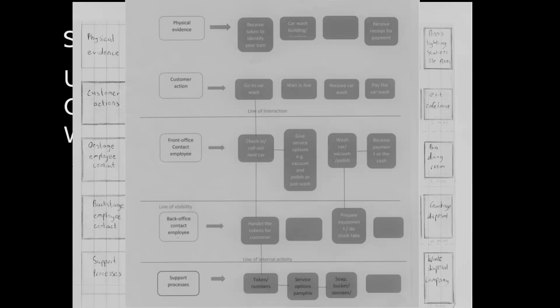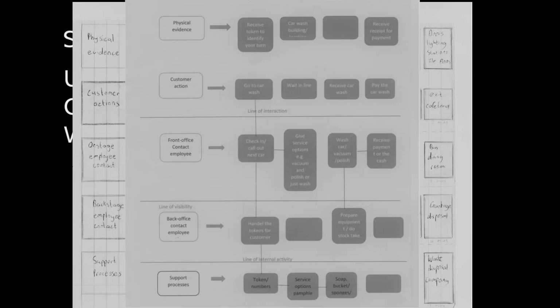Back office employees will handle the tokens and make sure you follow the assembly line and do it in the specific or correct order. And they will also prepare the equipment in the mornings to ensure they are able to service a lot of customers throughout the day, and do stock take and actually wash the cars physically.